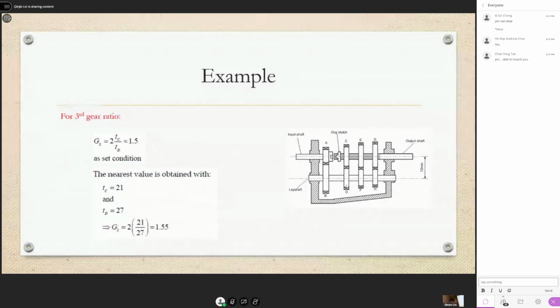Okay, for the third gear ratio, you want the gear ratio to be 1.5. Same thing, first part you have A and B, that's why it's a 2 in front. Then the next one you have to account for the gear. So TC over TD. And now you only need to guess your TC and TD to make it near 1.5 lah.